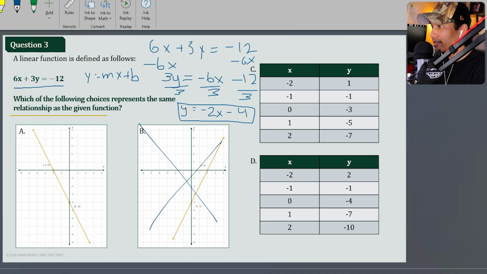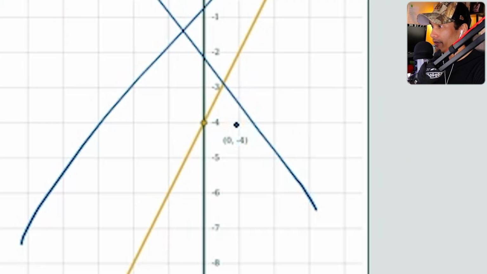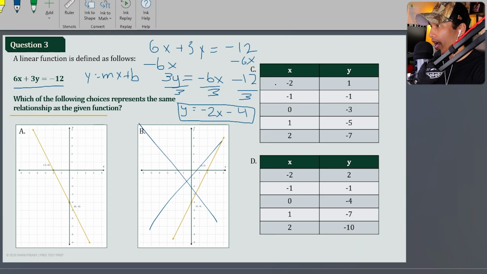Because this rises from left to right. This has a positive slope, even though the y-intercept is correct at -4. Now, what I'm going to do here with these tables is plug in a few ordered pairs into my equation. And if they match, then it could be the right answer. But let's just look before we start plugging in anything.